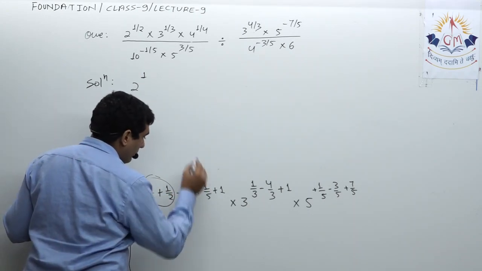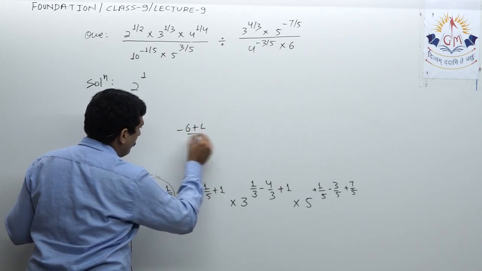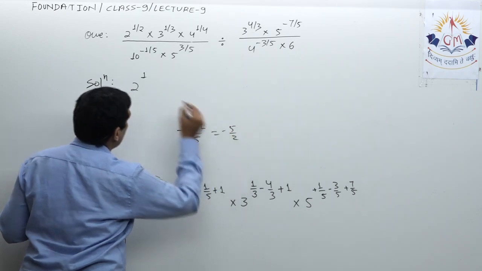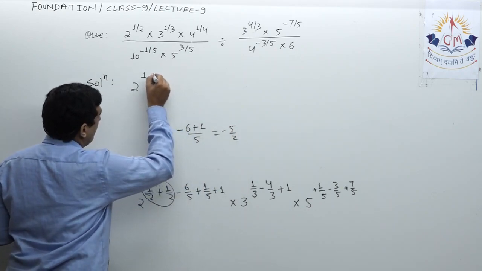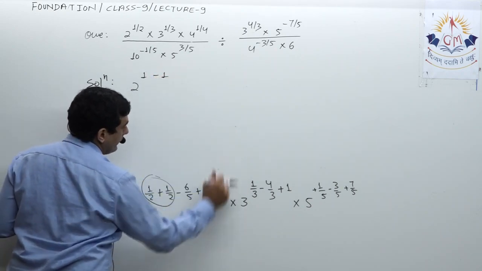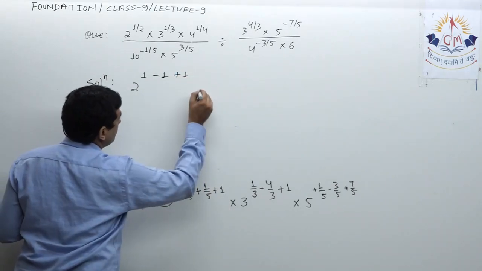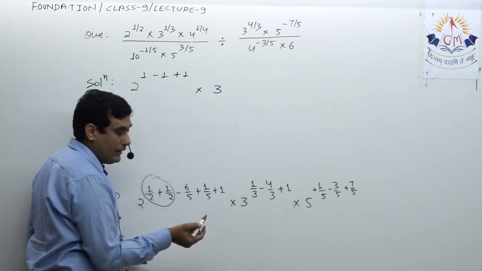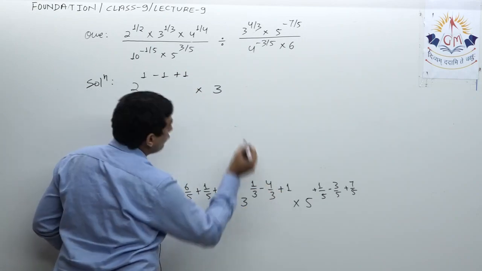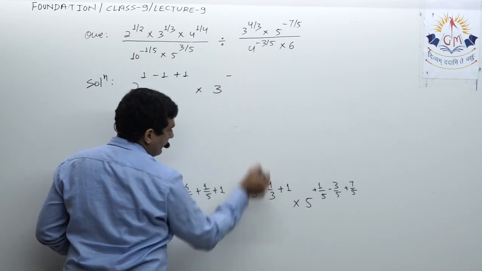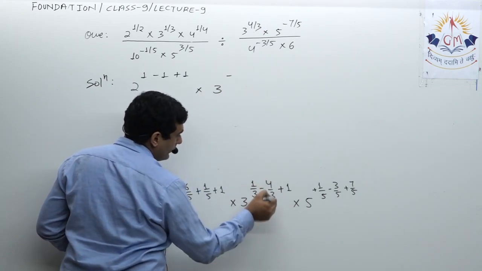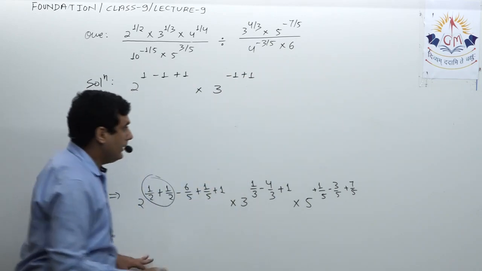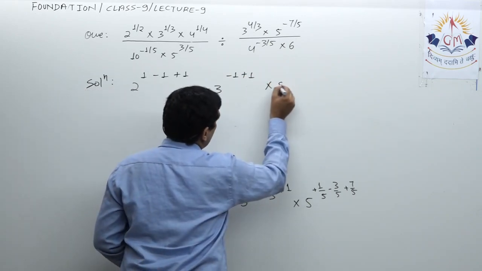Now minus 6 plus 1 by 5. Okay, so that is minus 5 by 5, so that is minus 1. So here I am writing minus 1. Okay, and this one I am writing as it is, multiplied by 3 raised to. Now again here I can take LCM, but if I see 1 by 3 minus 4 by 3, that is minus 3 by 3, that is minus 1. So this will take less time.